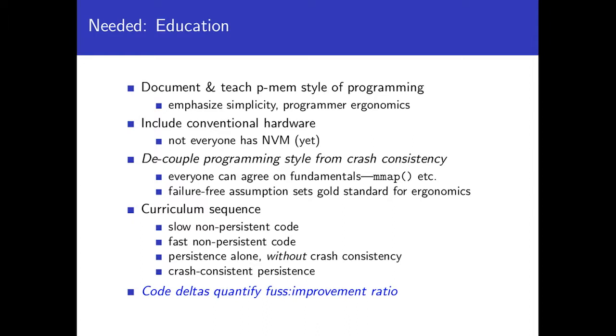We currently teach kids first how to write slow code that doesn't manipulate persistent data. That's bubble sort. Then we teach them how to write fast code that doesn't manipulate persistent data. That's quick sort. Then we sometimes add persistence alone. How do you read and write files, but without any crash consistency mechanism? After that, we can teach crash consistency mechanisms. The interesting thing about going through this sequence is that between every pair of points, the amount of extra code that you write quantifies the amount of trouble the programmer has to go through to achieve a qualitative improvement.